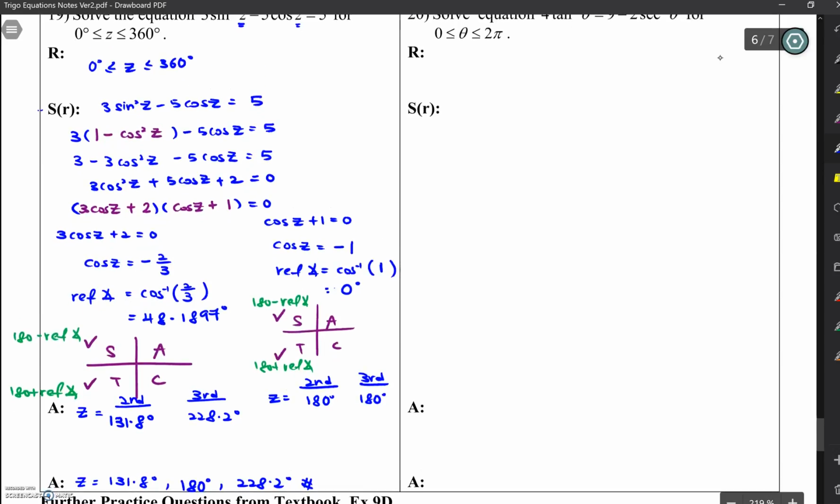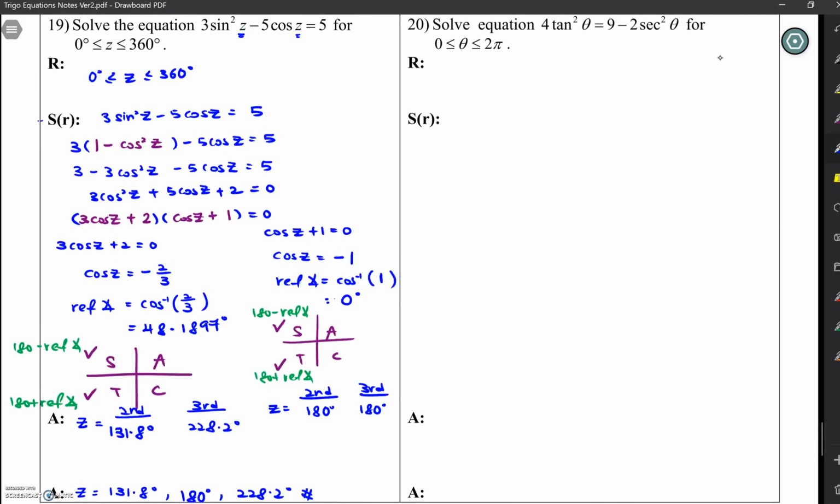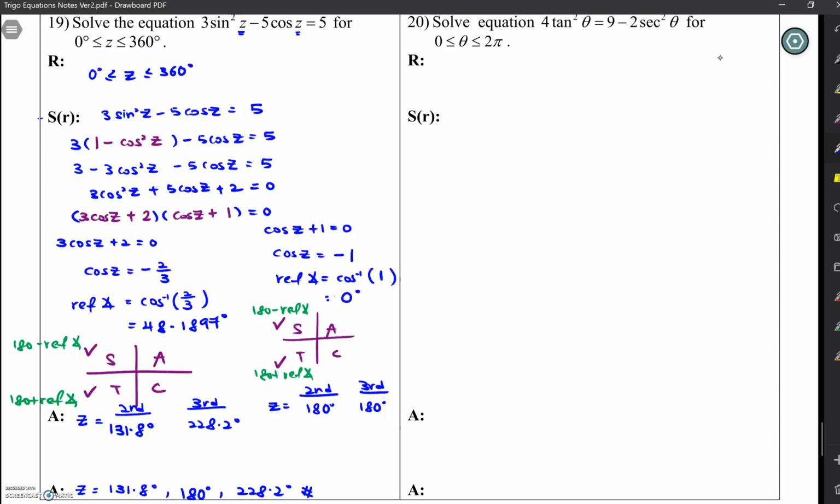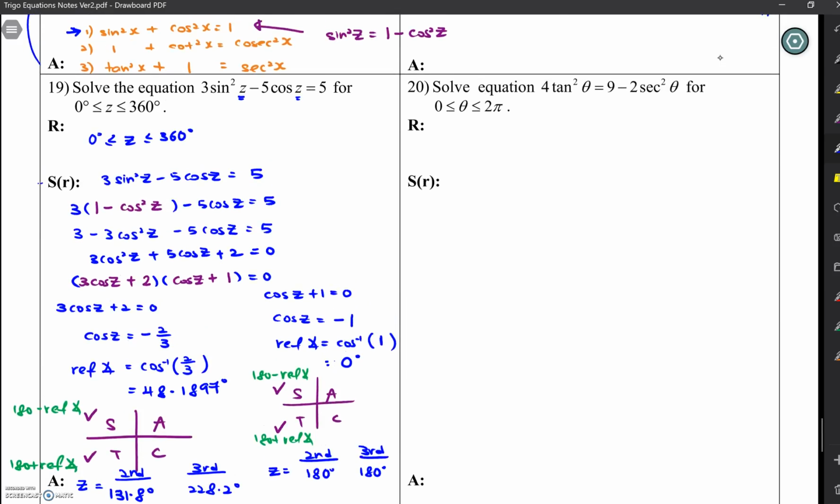Is that easy? So all the steps that we are doing are exactly the same. Just try again, and then you can try your own question 20. Question 20 also requires the use of identity, but it might require a bit more. It's still the same, but it might include a bit of the substitution method. Okay, with this, please do your work first.